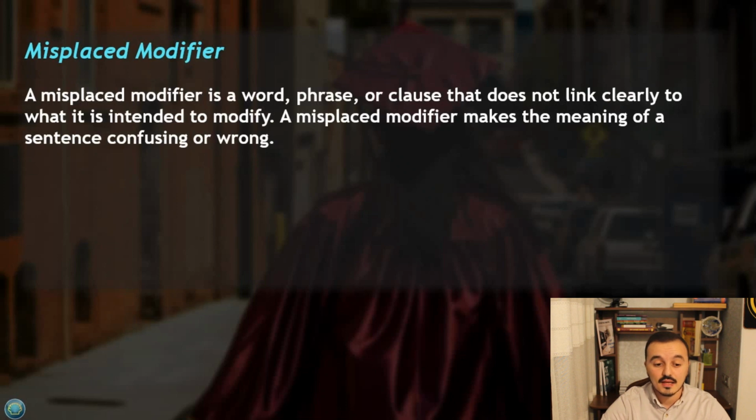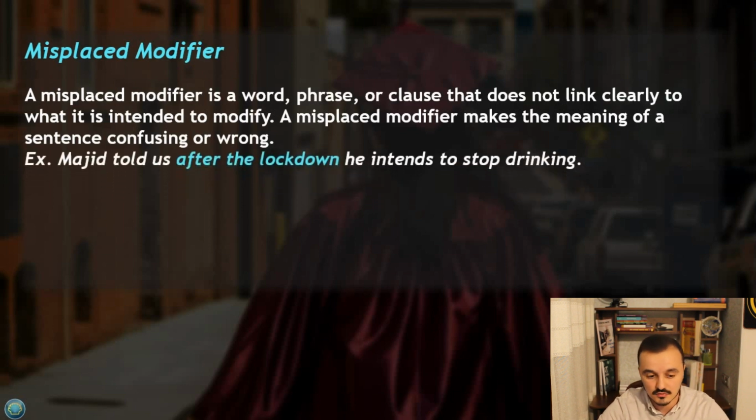Misplaced modifier. A misplaced modifier is a word, phrase, or clause that doesn't link clearly to what it is intended to modify. It means a misplaced modifier doesn't clearly show what it modifies. A misplaced modifier makes the meaning of a sentence confusing or wrong. Let's have a look at the examples.